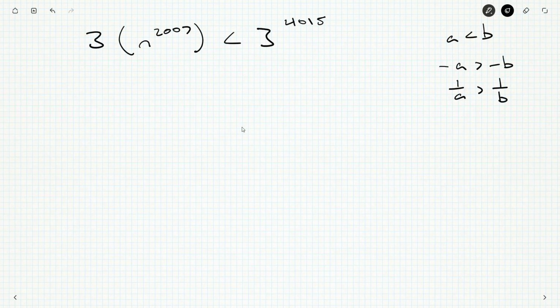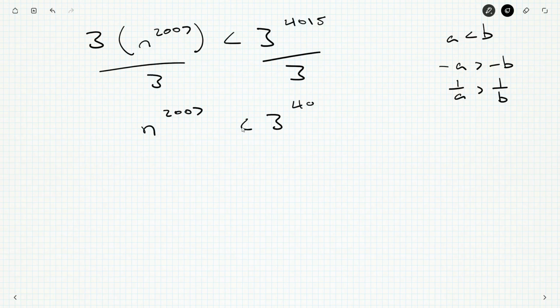That's actually kind of an important fact. My calculus students still haven't mastered this, so if you're having trouble with inequalities and things like that, that's okay. But we shouldn't with this one. Dividing by 3 on both sides will not change the sign. 3 is a positive number. So what am I left with? n to the 2007 is less than 3 to the 4014.